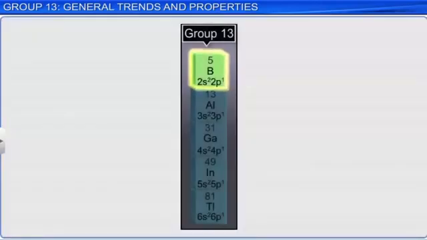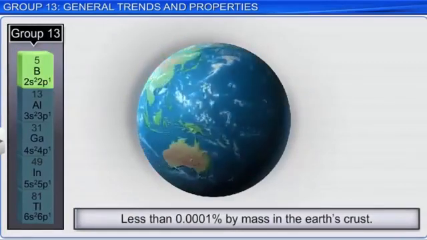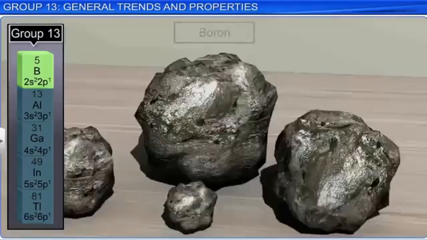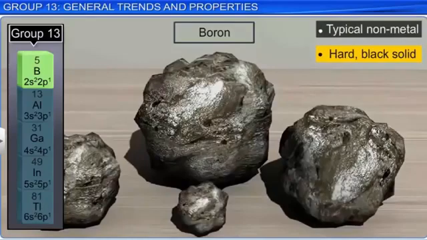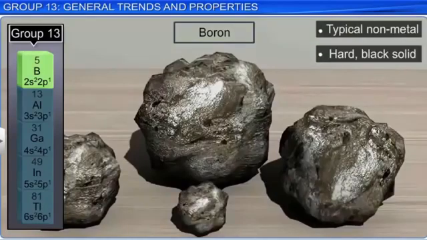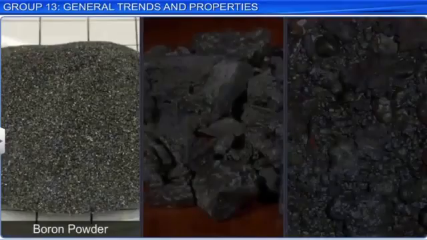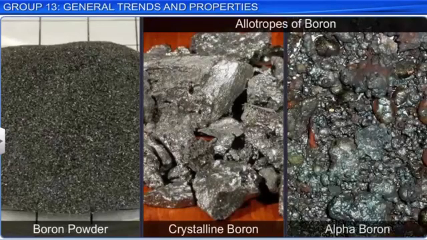Boron is a fairly rare element. Less than 0.0001% of the Earth's crust by mass. This typical non-metallic element is found as a hard, black solid in its pure form. A photograph of boron powder is shown here. In addition to boron powder, boron occurs in several other allotropes, including crystalline boron and alpha boron.